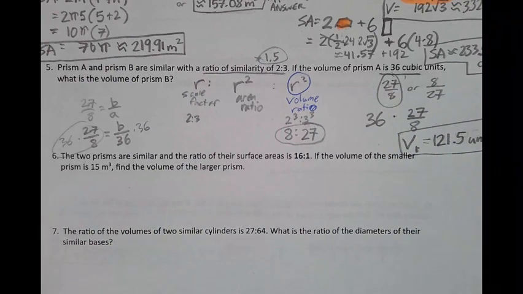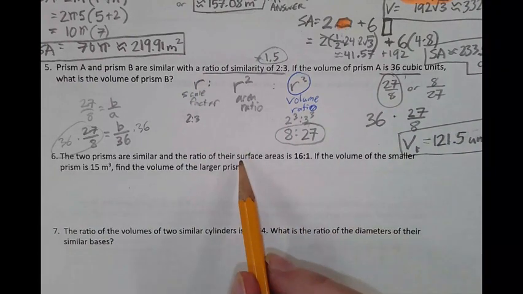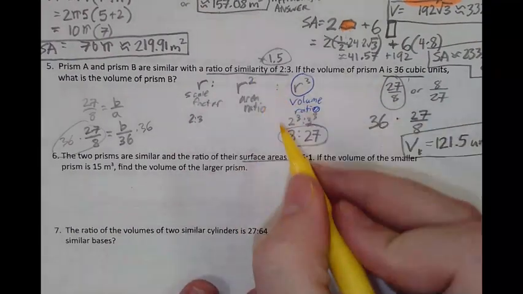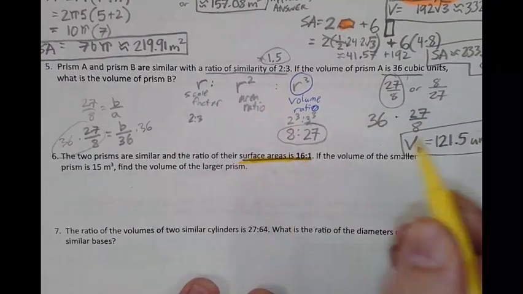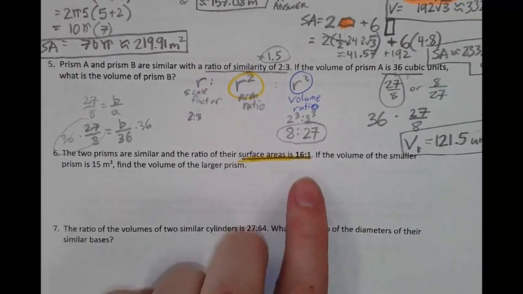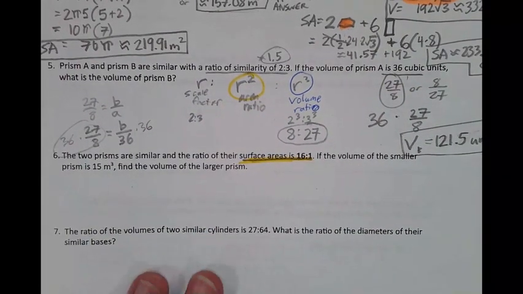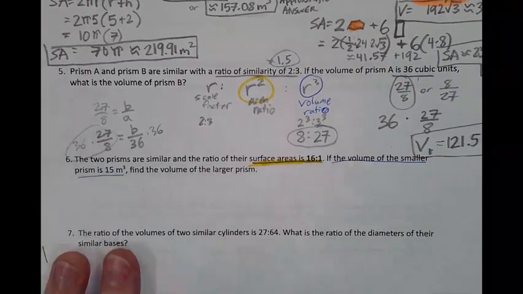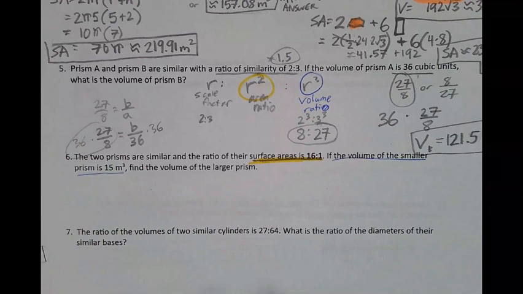The two prisms are similar and the ratio of their areas, this is kind of weird because we're going to be talking not about the scale factor, but the areas. The ratio of their areas is 16 to 1. If the volume of the smaller figure is 15 meters cubed, what's the volume of the larger figure? So we've got to work backwards in a way.